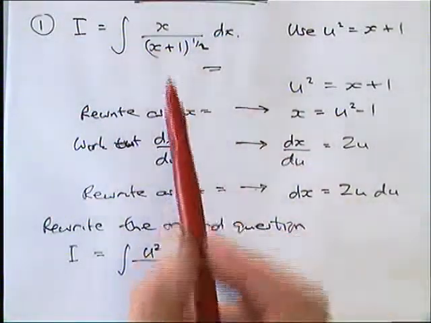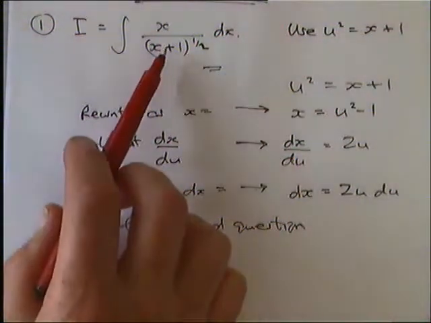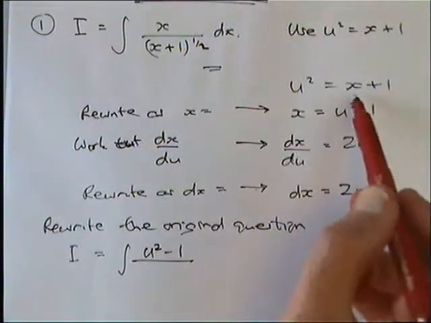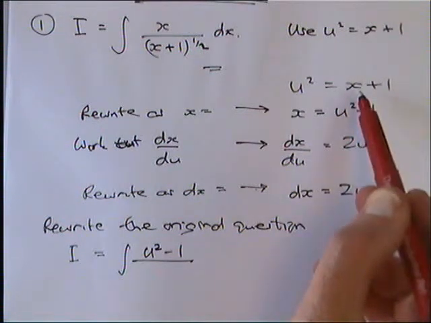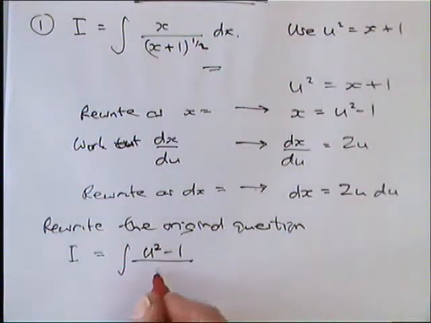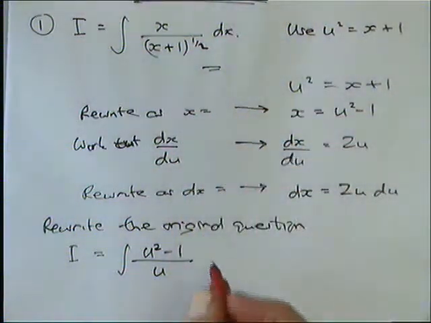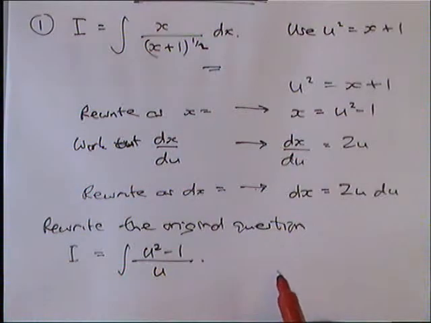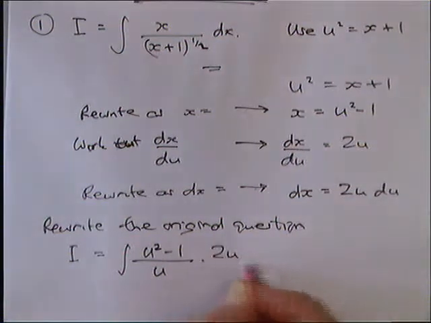What's x plus 1 to the power of a half the same as, according to this? Yeah, it's a square root of that, isn't it? X plus 1 to the power of a half is the square root of that. And the square root of u squared is u. Then in the question, the next thing that's written down is dx. And what can I write down instead of dx? dx is the same as 2u du.